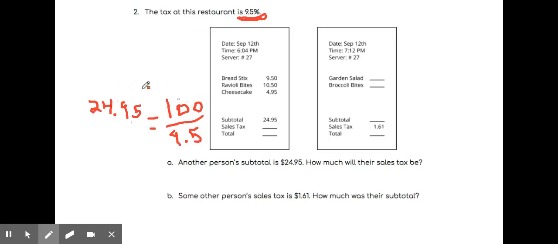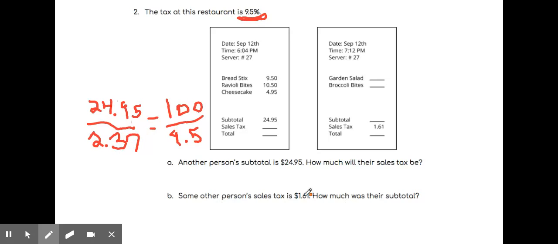$24.95 divided by 100, you should get 0.2495. And then you're going to take that 0.2495, multiply it by 9.5, and you are going to get $2.37. So the answer to that is $2.37. That's how much they're going to pay in sales tax.